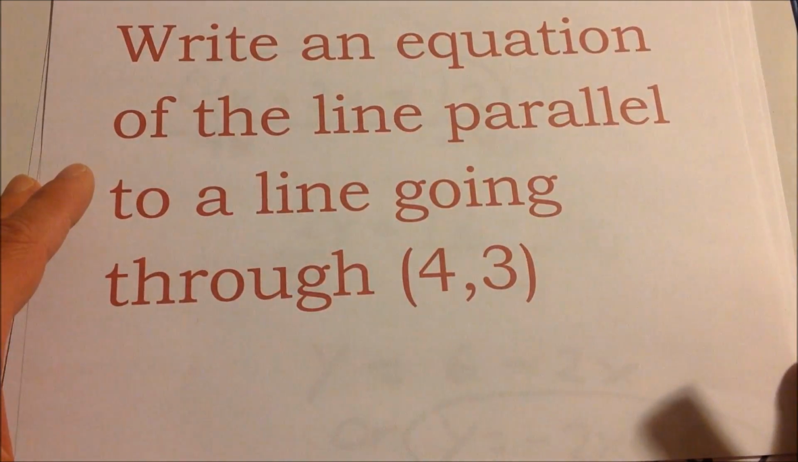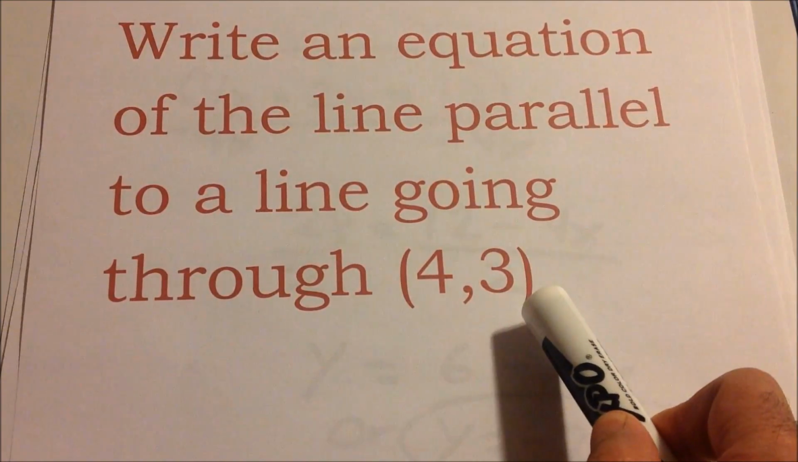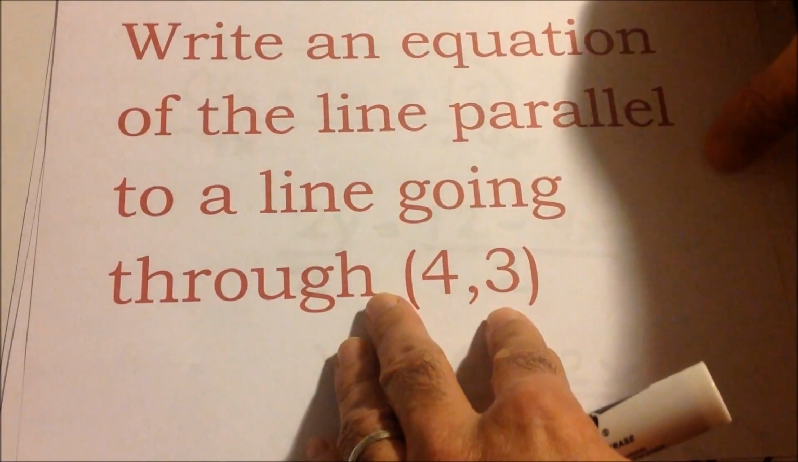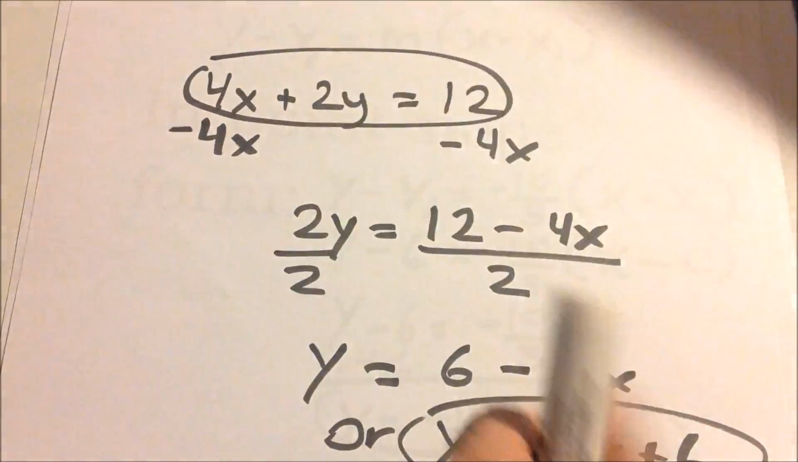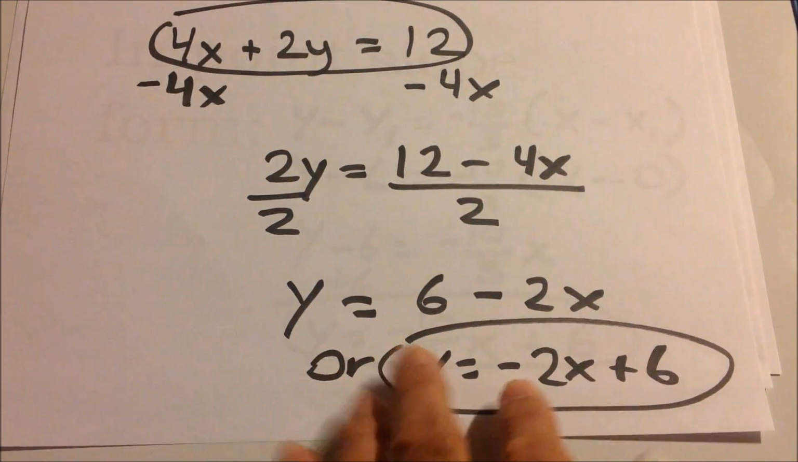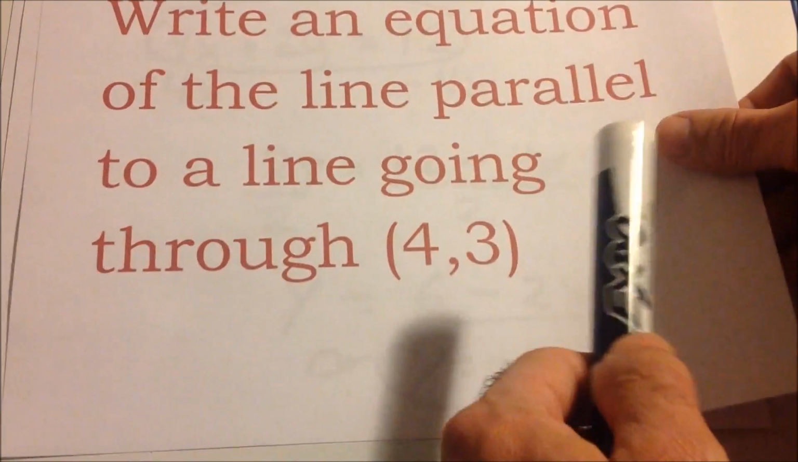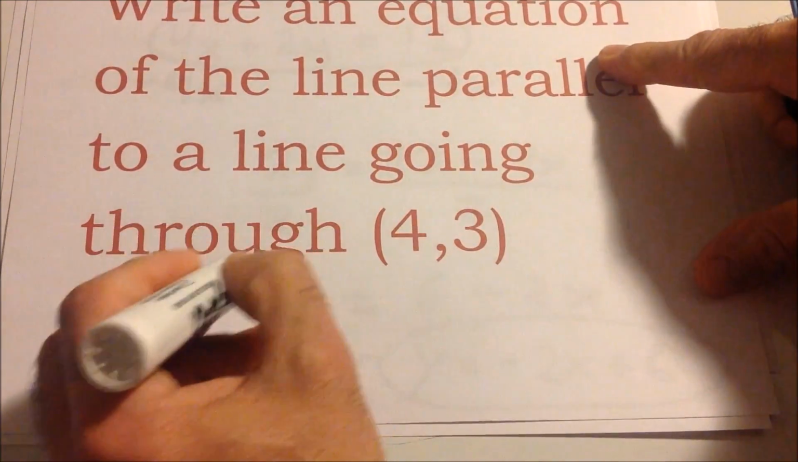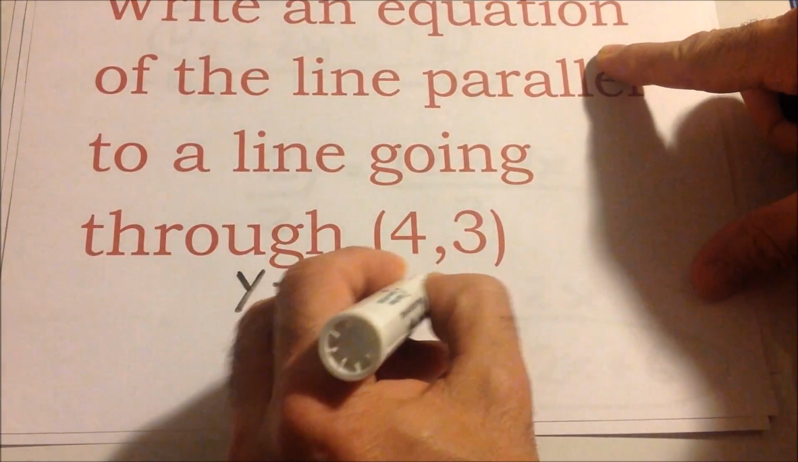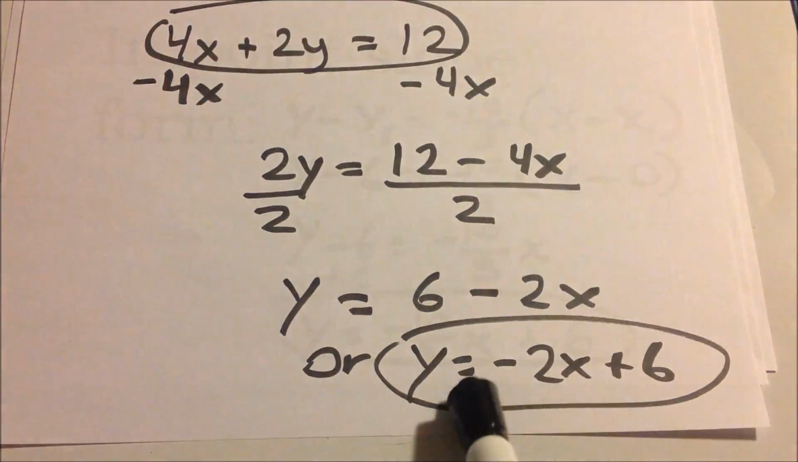Write an equation of the line parallel to a line, going through this point. To do a question like this, you need to know what the previous equation was. So let's look at this equation, y equals negative 2x plus 6. Now remember, very important, parallel lines have the same slope. So we already know, if we write this here, y equals negative 2x plus b. They have the same slope.